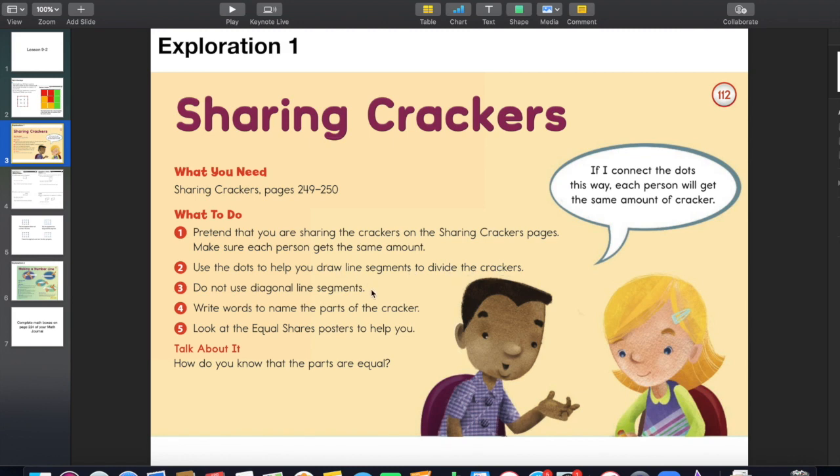Do not use diagonal line segments. Write the words to name the parts of the cracker. Look at the Equal Shares poster to help you. Now, you don't have an Equal Shares poster to help you, but what this is referring to is our lesson from yesterday. So if you want to go back and look at our lesson from yesterday and just how we named the fractional parts, you can do that. Then you can talk about how do you know that the parts are equal.